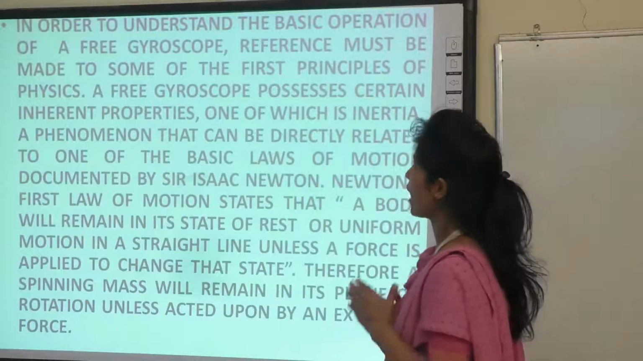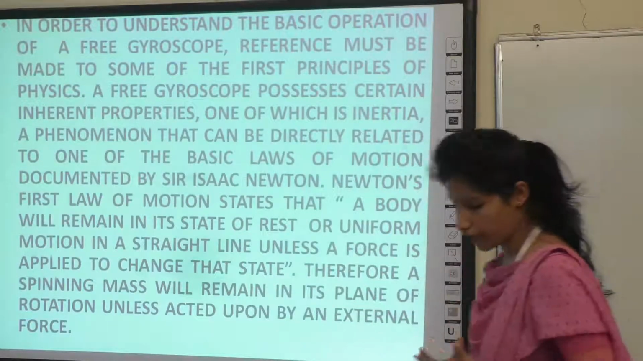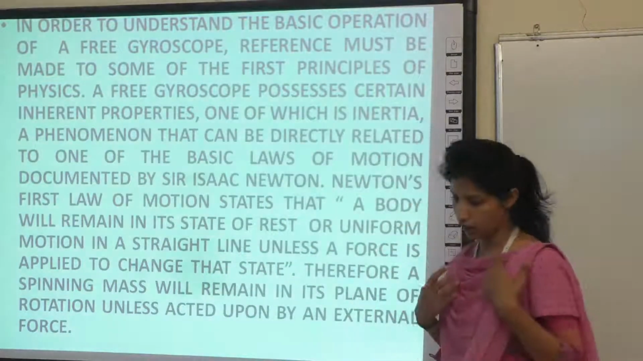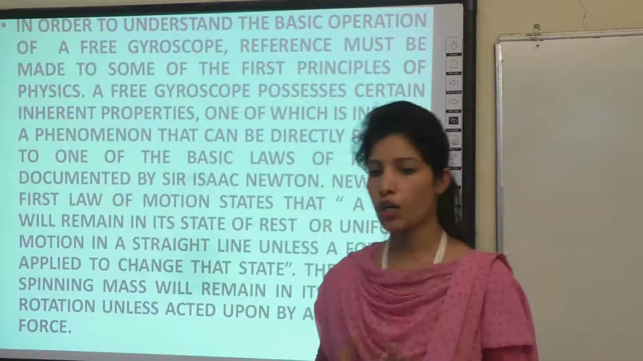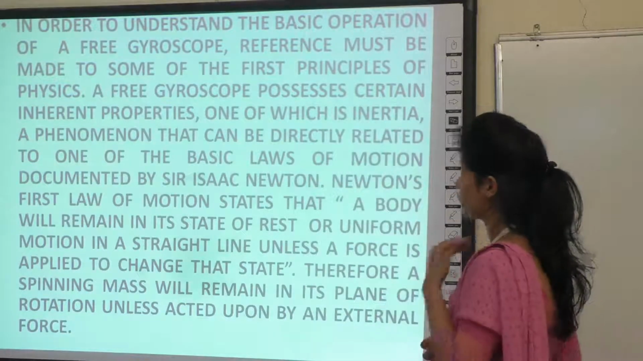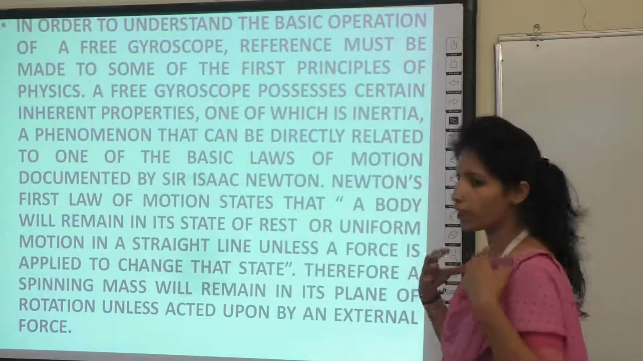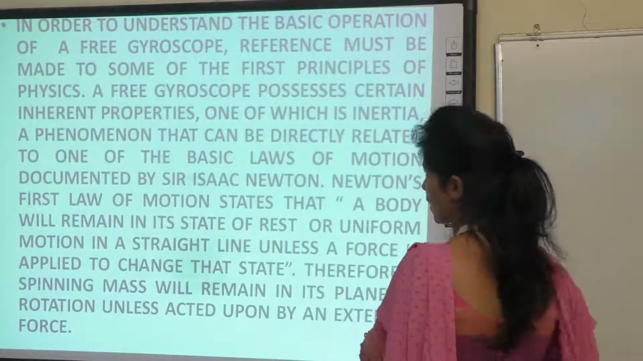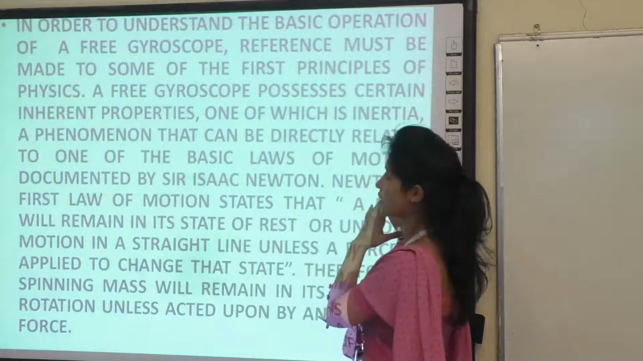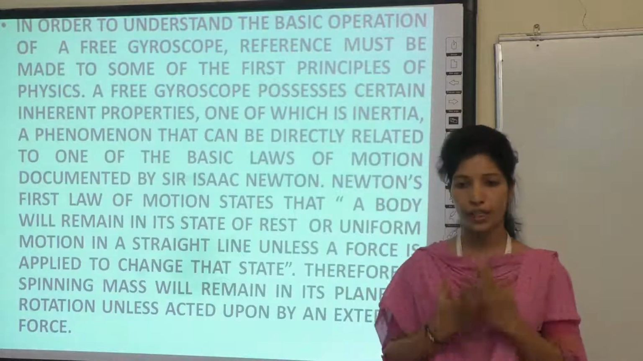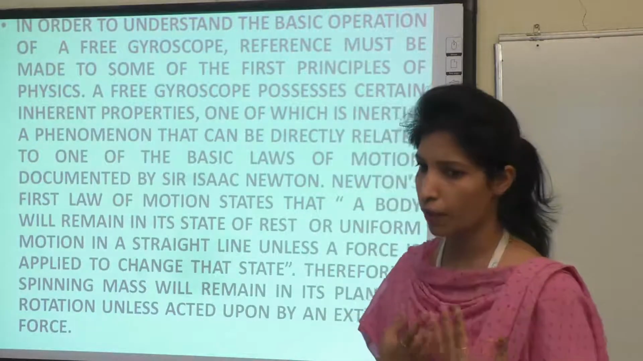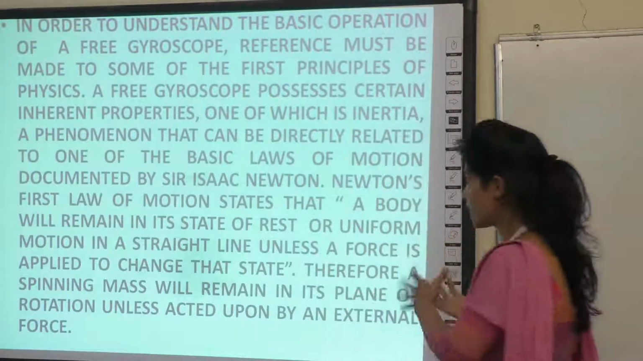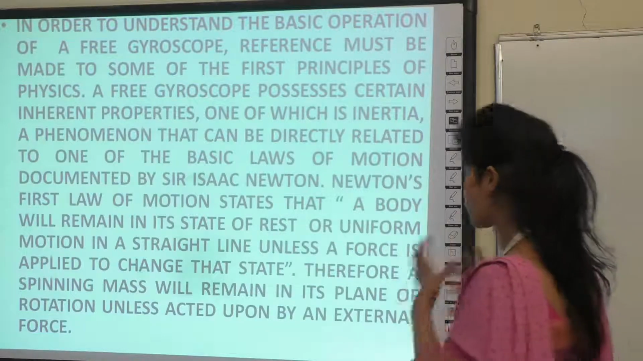Yes, in order to understand the basic operation of the free gyroscope, now it's time to understand how the free gyroscope works. In order to understand its basic operation, reference must be made to some of the first principles of physics. The free gyroscope possesses certain inherent properties, one of which is inertia, a phenomenon we already studied that can be directly related to one of the basic laws of motion documented by Sir Isaac Newton.